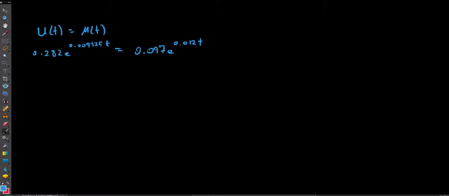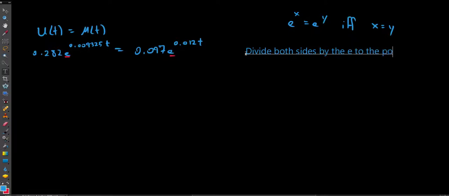Now, here's some advice. When you have something like this, it's hardly a one-to-one property situation. I can't say e to the x equals e to the y if and only if x equals y, because I have a lot more stuff here than just e to the power of something on the right and e to the power of something on the left. So what I'm going to ask you to do is divide both sides by the e to the power of the smaller rate.